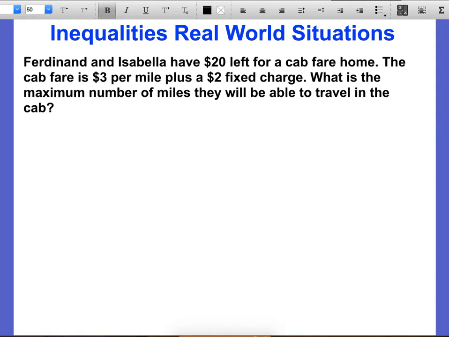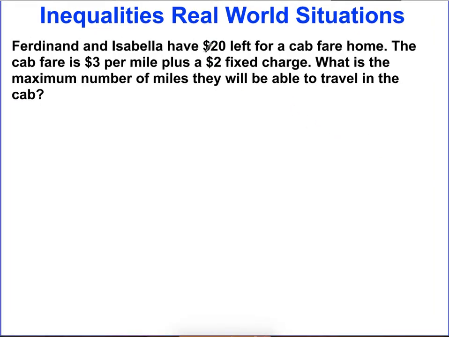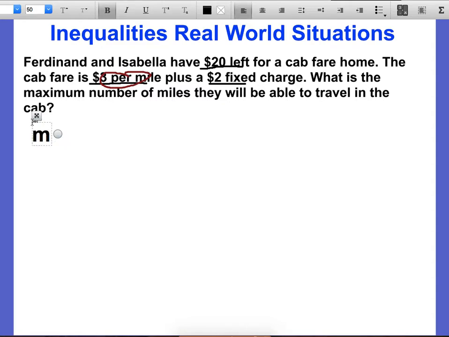So let's look at this and reason through it. We can say that they have a total that they cannot go over. So they have $20 left. They have a fare of 3 per mile and a $2 fixed charge. So we're always looking for this like per. Okay, and what is the maximum number of miles? That's going to tell me what I want my variable to be. I'm going to say m equals number of miles.